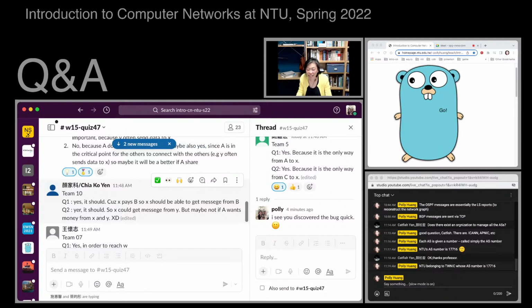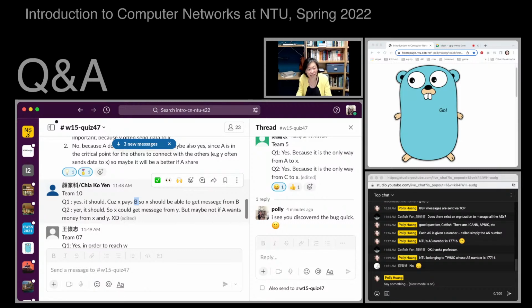All right, let's see Keke from Team 10. Yes, it should, right? X pays B. B should make sure that X gets connected to the rest of the internet. And B is only connected to A. B has no choice. B must send that advertisement, BX, to A.